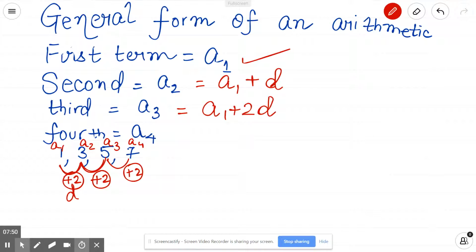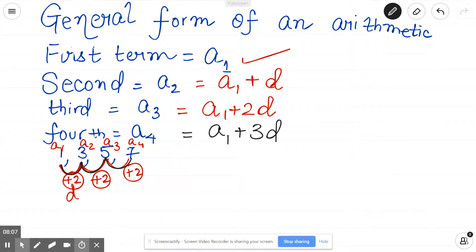All right, for my fourth term, how many times am I adding d? Let me change the color so it makes more sense to you. 1, 2, 3. So on the fourth term, I'm adding the d 3 times in order to get the fourth term.